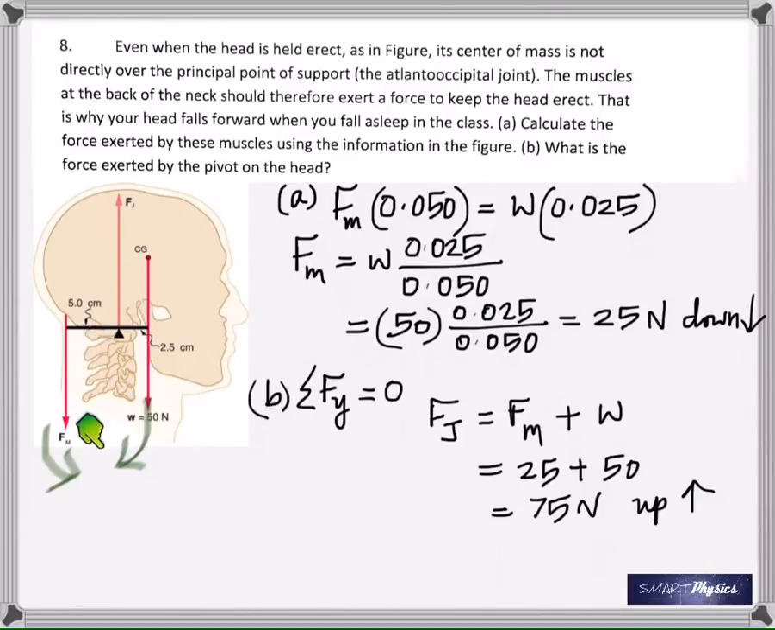Now for the B part, you know that the net force up should be equal to the net force down. So once you get this as 25, this is 50, the total down force is 75. Therefore the force at the joint has also got to be 75. That's why you have the answer here, 75 newtons up.